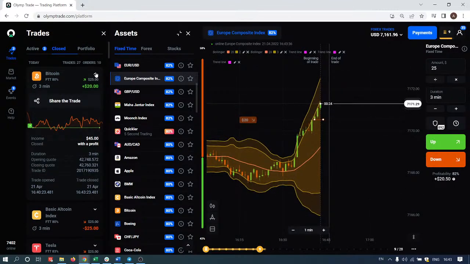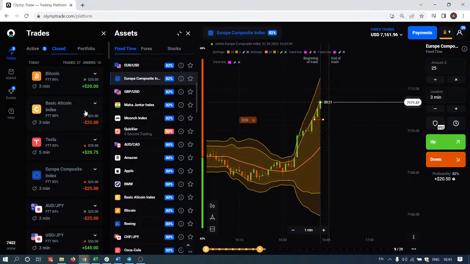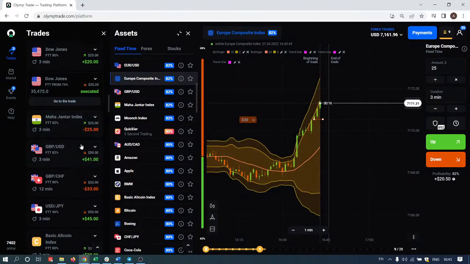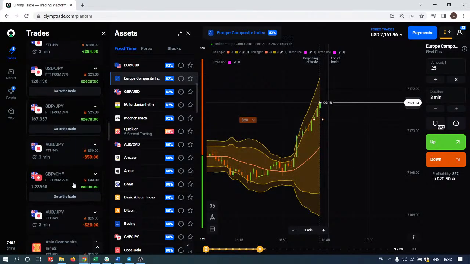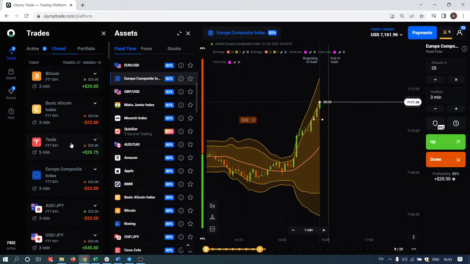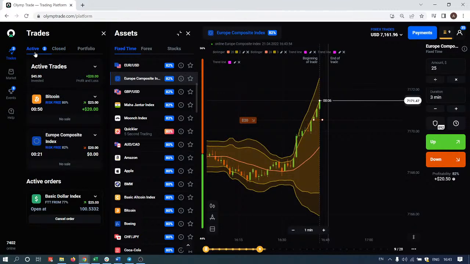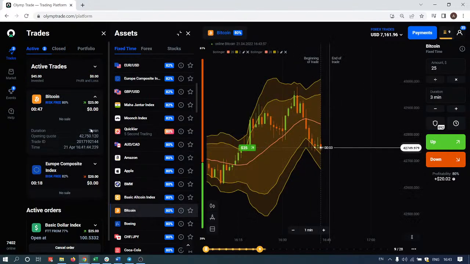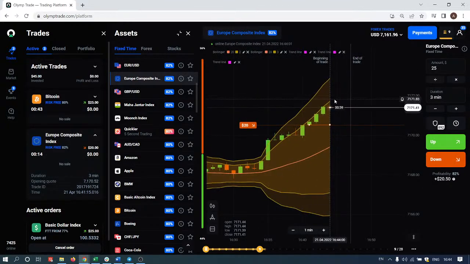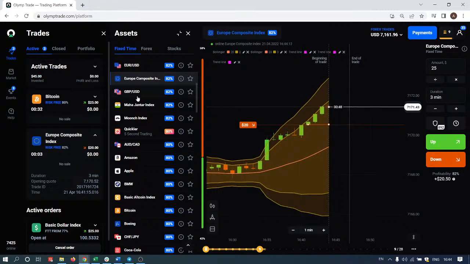This one just closed. 13 and 1, 2, 3, 4, 5, 6, 7, 8, 9, 10, 11, 12. So 12 losing trades so far. And a few more trades. So we definitely open this trade here in the downwards direction. And yeah, actually, I canceled this trade on basic dollar index. That was a mistake. That was a terrible mistake.